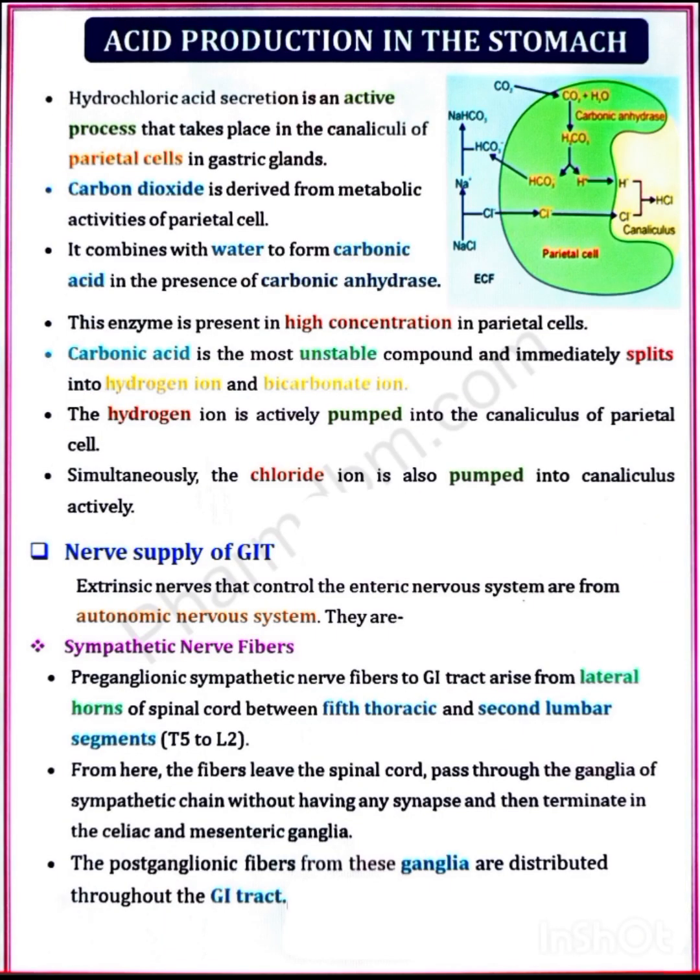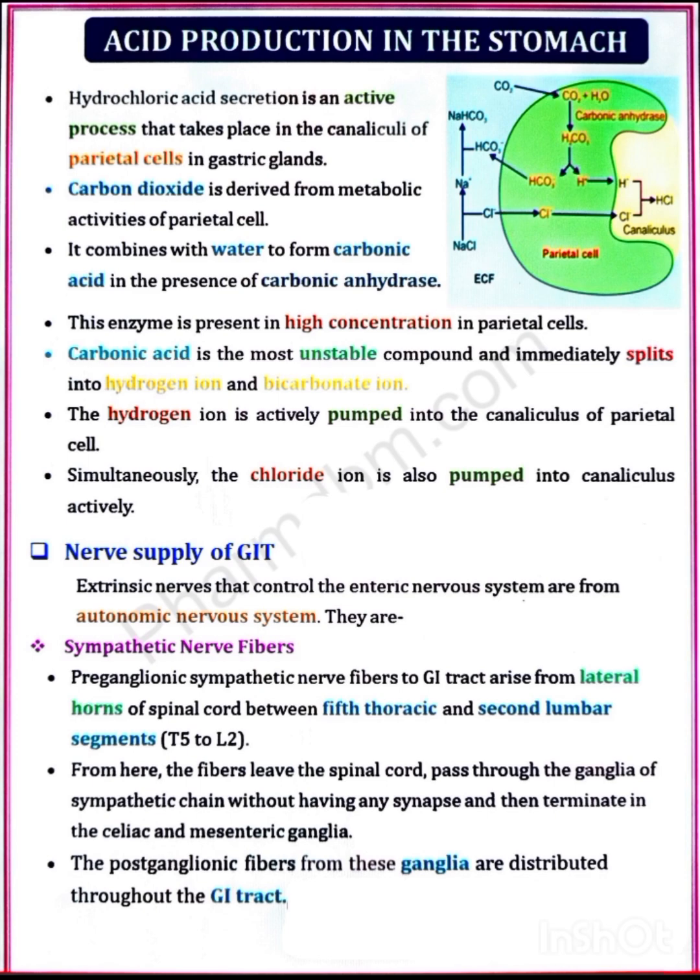Acid production in the stomach. Hydrochloric acid secretion is an active process that takes place in the canaliculi of the parietal cells in the gastric glands. Carbon dioxide is derived from the metabolic activities of parietal cells. It combines with water to form carbonic acid in the presence of carbonic anhydrase. This enzyme is present in high concentration in parietal cells.